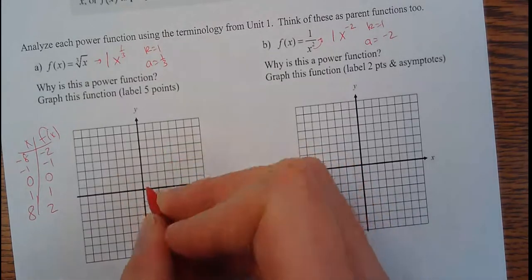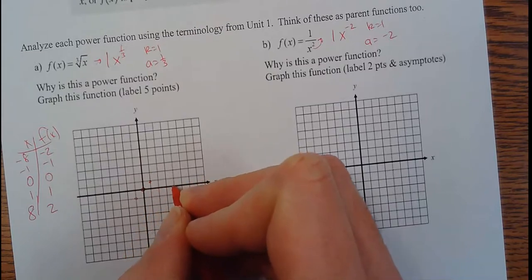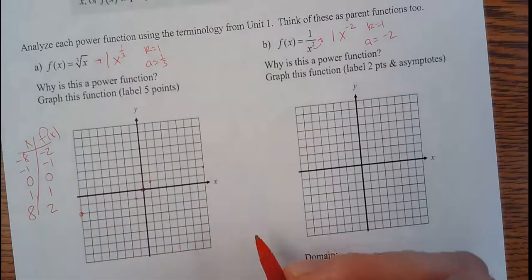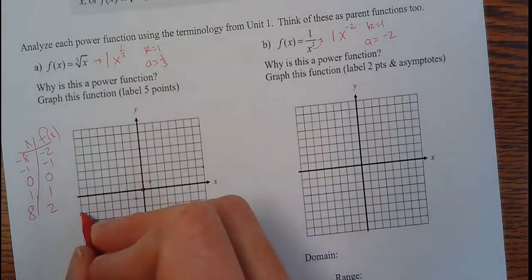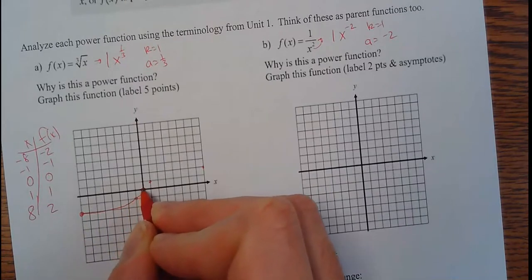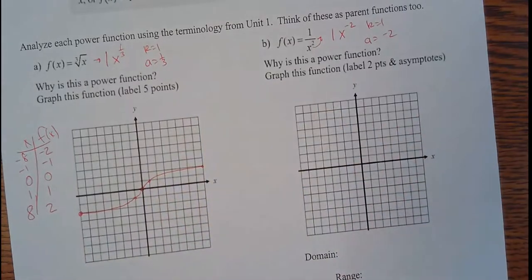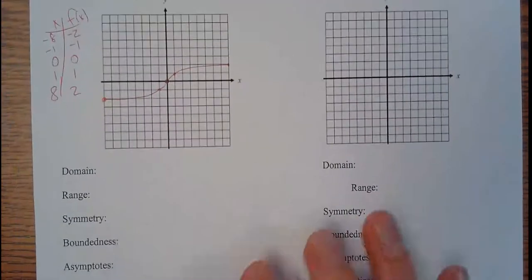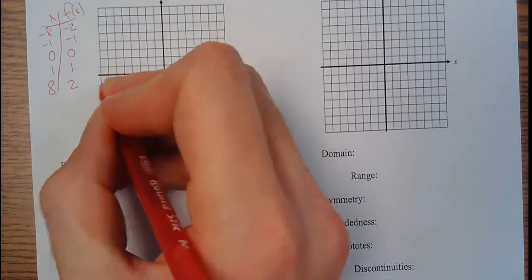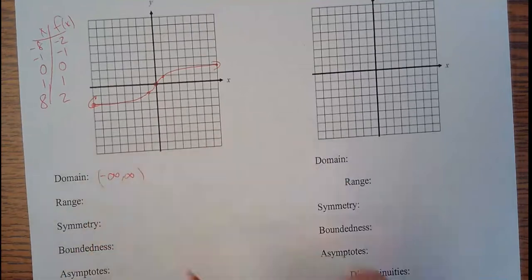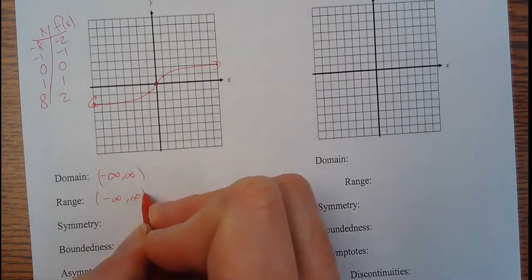And if I plot these guys, 0, 0, then 1, 1, and then 8, 2, I get this shape, and it goes smooth like this. It's a curve. It's not jagged. It's a smooth curve through there. And then we can just do these down here real quick. So the domain goes left and right forever, so -infinity to infinity. Also the range goes up and down forever, so -infinity to infinity.